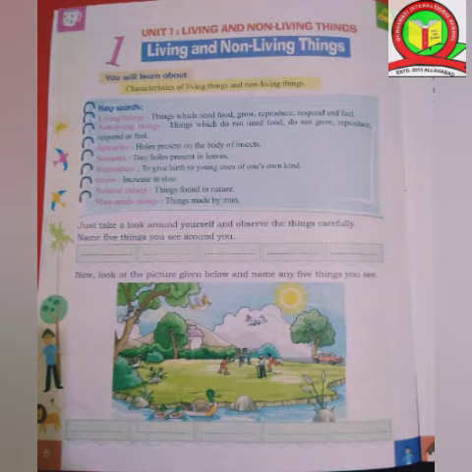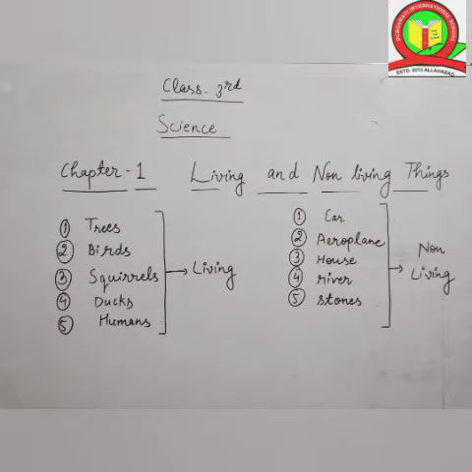Just take a look around yourself and observe the things carefully. Name 5 things you see around you. There is a blank spot. You have to name 5 things that you see around you. Now there is a picture given below it. And here it is mentioned, now look at the picture given below and name any 5 things you see. Now I have mentioned here 10 things. 5 names are trees, birds, squirrels, ducks and humans.